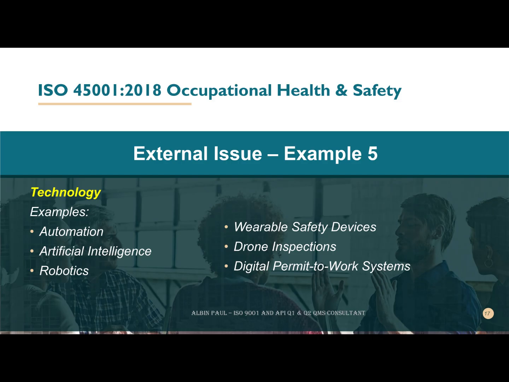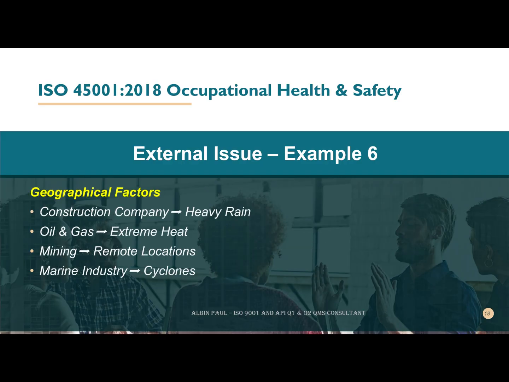Geographical factors. Location matters. A construction company operating in Canada faces snow, ice, and freezing temperatures. A company in Saudi Arabia or UAE must manage heat stress and dehydration. A coastal organization may face cyclones or flooding. A mining company deals with entirely different environmental challenges. The geographical context directly affects occupational health and safety planning.